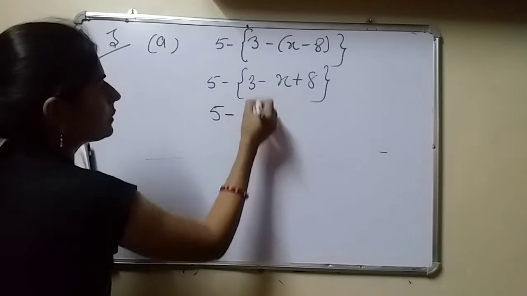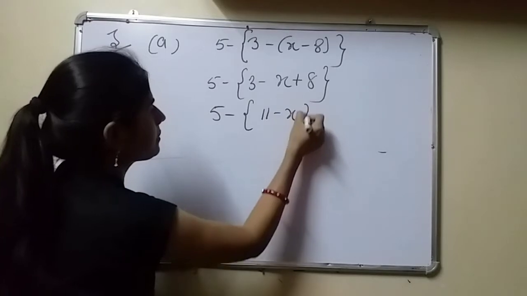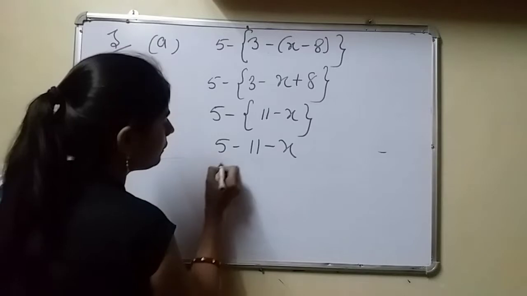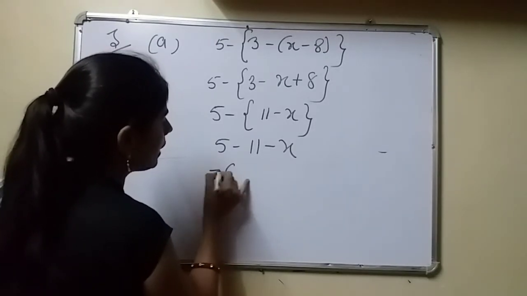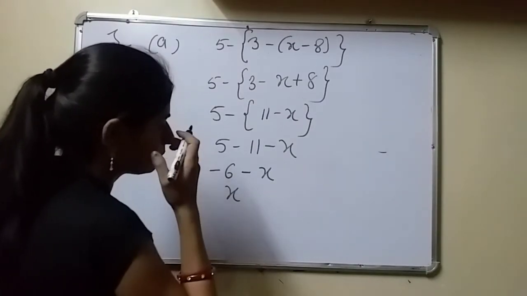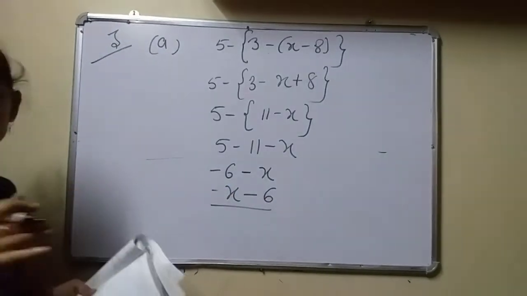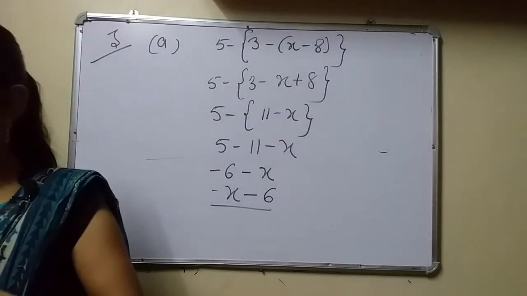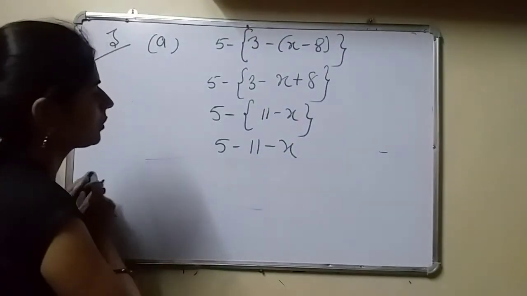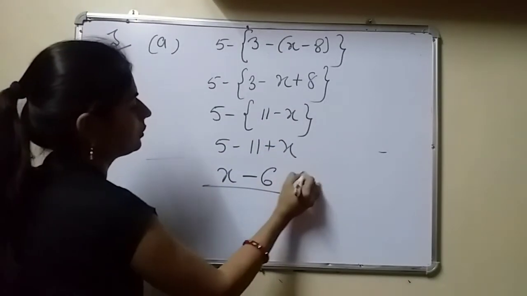5 minus 3 plus 8 is 11 minus x, so 5 minus 11 minus x. Now what will it become? Minus 6 minus x. So x minus 6, also you can write minus x minus 6. Sorry, it will become plus, so x minus 6 is your answer.